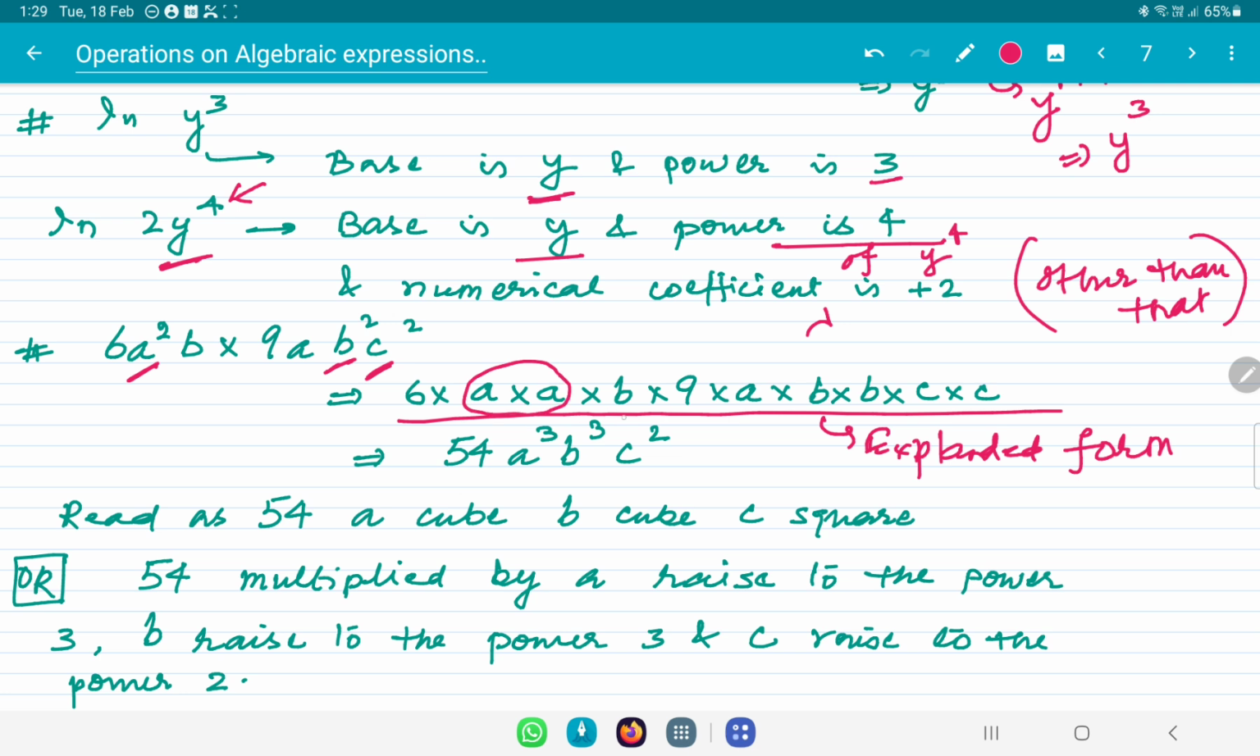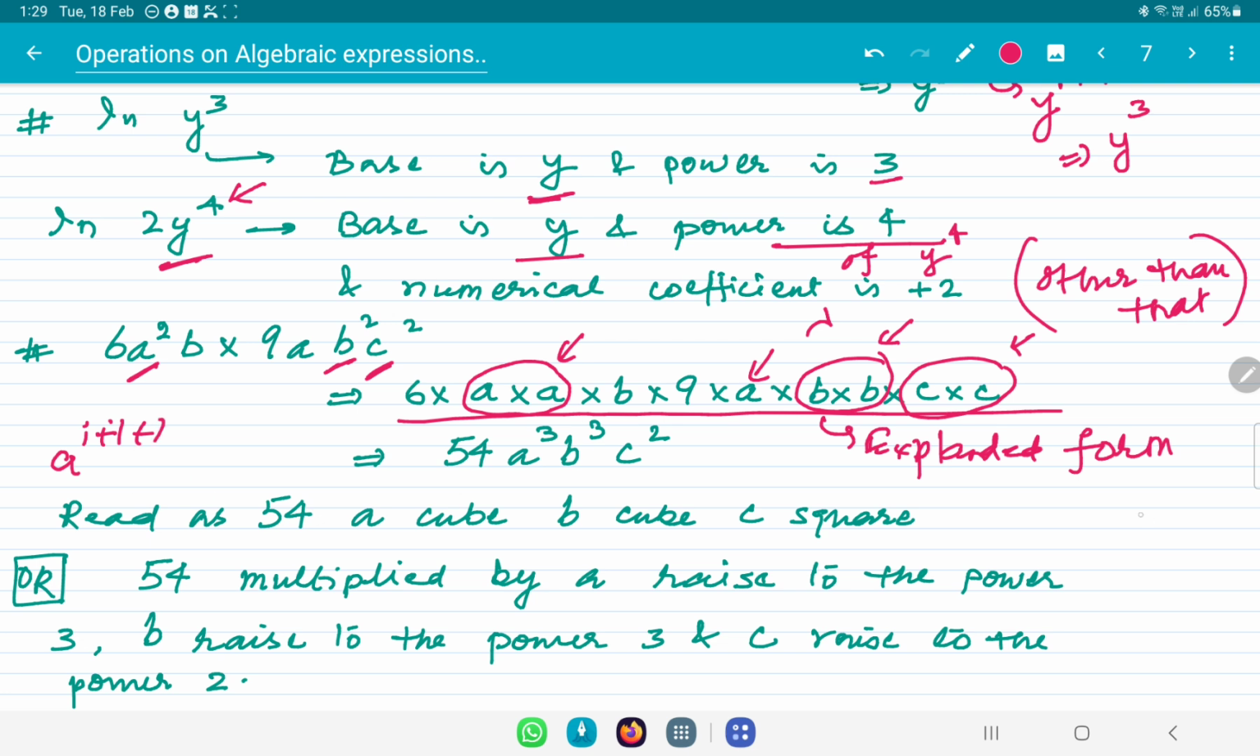Multiplied by b, then multiplied by 9 into a into b, since b is coming 2 times, and into c, since c is coming 2 times. Okay, so as you know, if bases are same, power will be added. So here base is a and here base is a into a, so total will be 1 plus 1 plus 1. So this will become a cube.